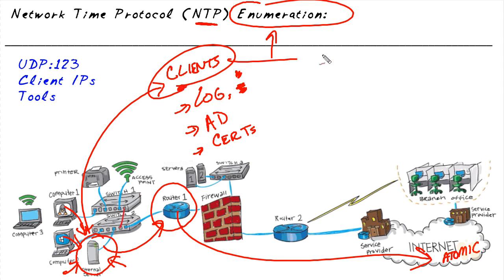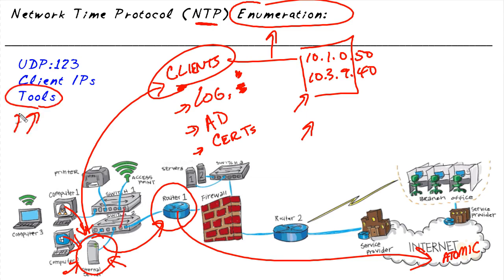And the client list could look something like, for example, 10.1.0.50 and 10.3.9.40. And if we're using, for example, a 24-bit mask, we're now identifying the various subnets that are also available based on the IP addresses on those networks. So it can help us map out the network topology just by talking to the NTP server. And there's lots of tools, both native and third-party, that we can use to learn about and discover information via NTP requests. It's also important to know what port is involved with NTP.